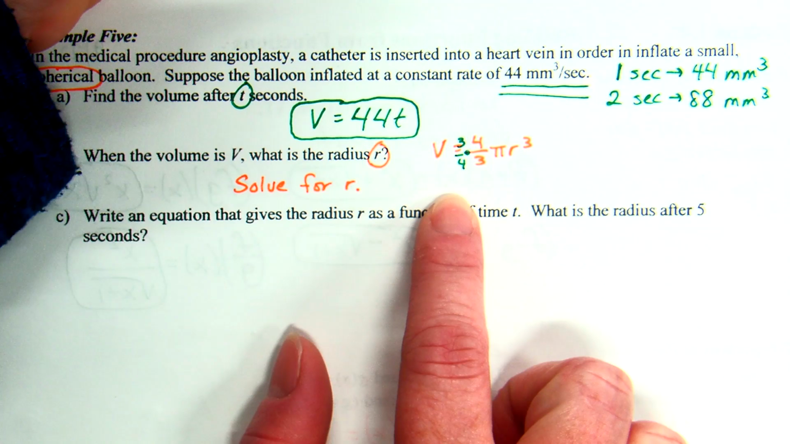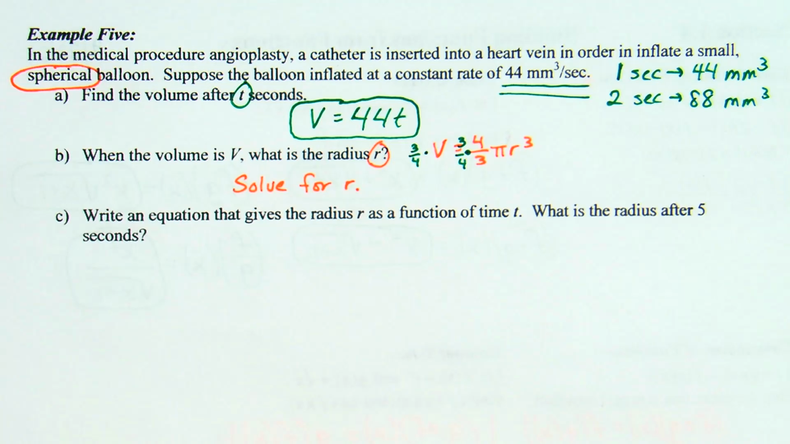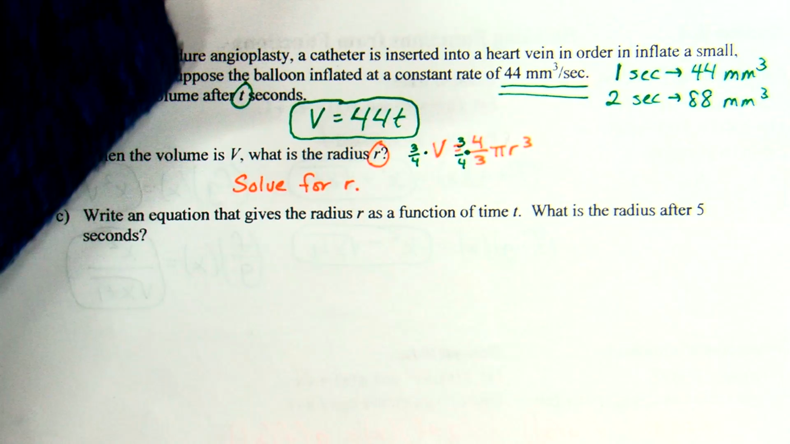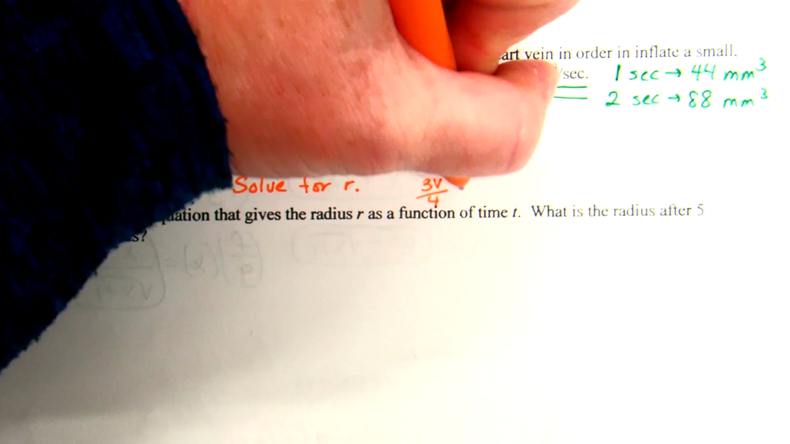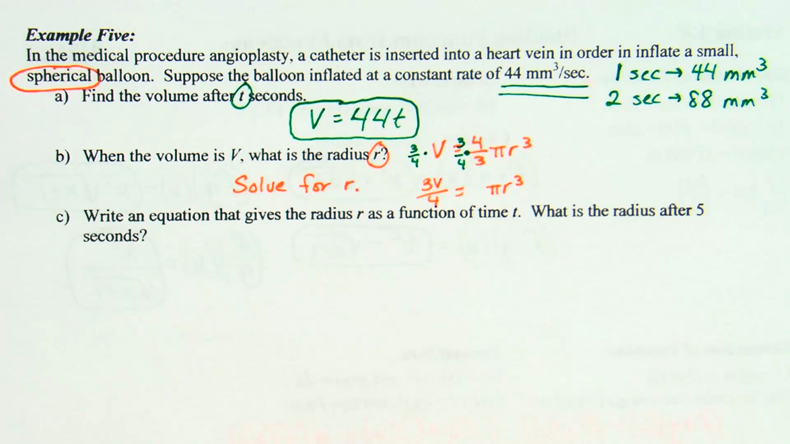What I do to one side of the equation, we do to the other. What is 3/4 times V? 3/4 V. You can also say 3V over 4. They're equivalent. So 3V over 4, 3/4 V equals pi r cubed. As I said, we could have dealt with the pi in that same step, but I'm just trying to get us through in pieces. It's pi times r cubed.